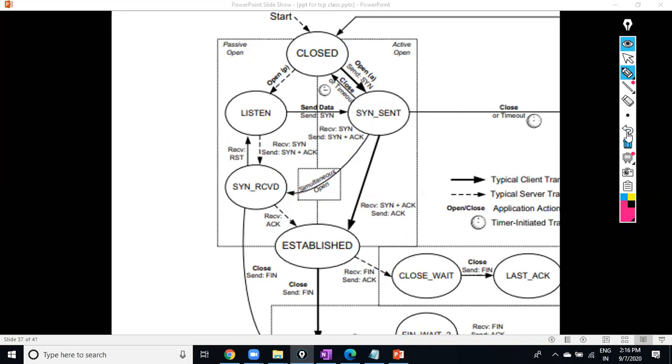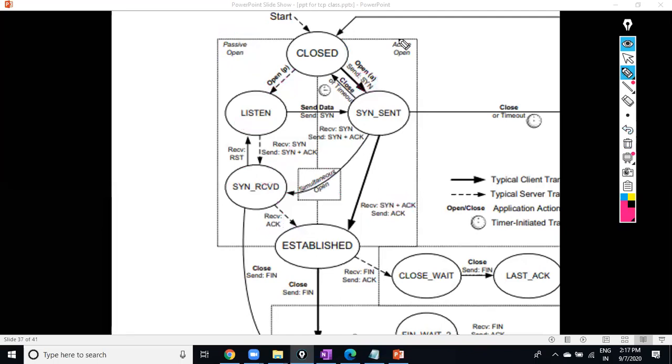Now, on the passive side, which opens first, it is always in the listen state. In the listen state I'm receiving SYN. When the destination side receives SYN, it sends SYN plus ACK. Having sent SYN plus ACK, it is in the SYN received state. Finally, when I get the acknowledgement, I'll be in the established state.